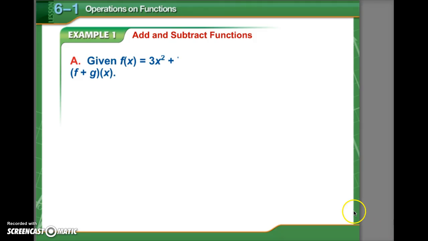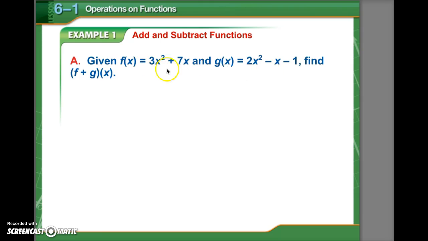So let's jump into some examples. Our first example, what we're going to be focusing on is adding and subtracting functions. Part A says we are given the function 3x squared plus 7x, that's f of x, and g of x is 2x squared minus x minus 1, and we need to find f plus g of x, which basically means we need to add the two equations together.